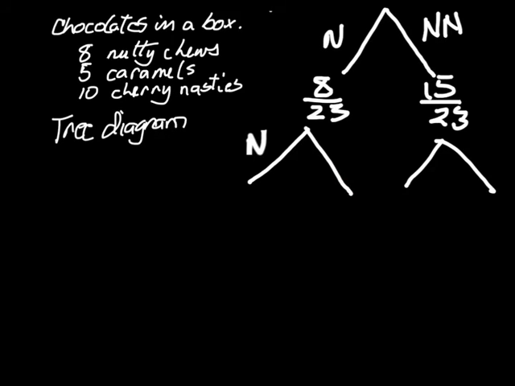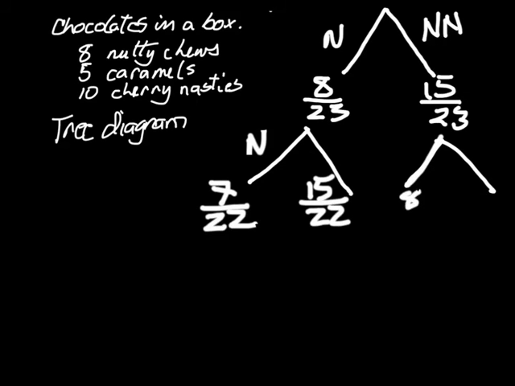So for a Nutty Chew, I've already drawn one out, so there are going to be 7 of those, and there are only 22 left. In this scenario, there will be 15 of the non-Nutty Chews, but 22 left because I took out one before. In the same way over here on this next branch, this will be 8 out of 22. Can you think why? And this last one will be 14 out of 22. Make sure you can explain to yourself why that's true.